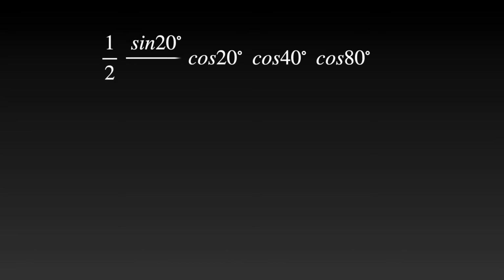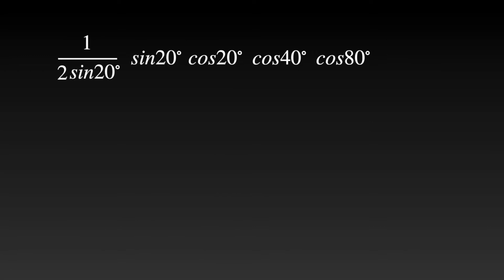Add sine of 20 degrees over sine of 20 degrees to the expression, and there will be sine of 20 degrees times cosine of 20 degrees. Remember just now I talked about sine alpha times cosine alpha equals 1/2 times sine of 2 alpha. So sine of 20 degrees times cosine of 20 degrees can be simplified as 1/2 times sine of 40 degrees.